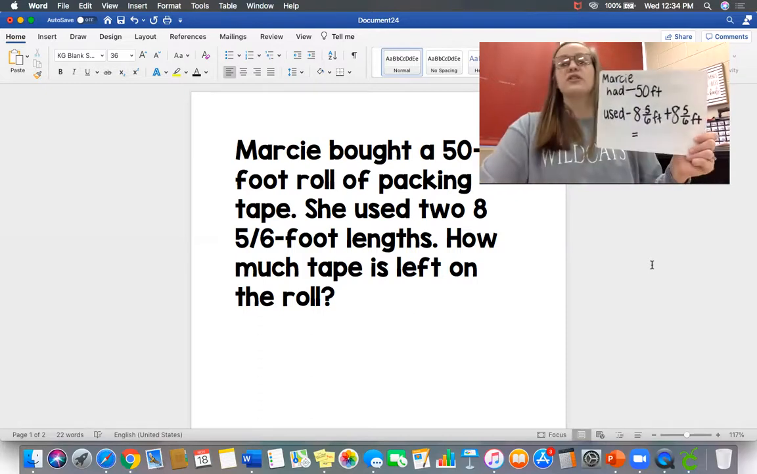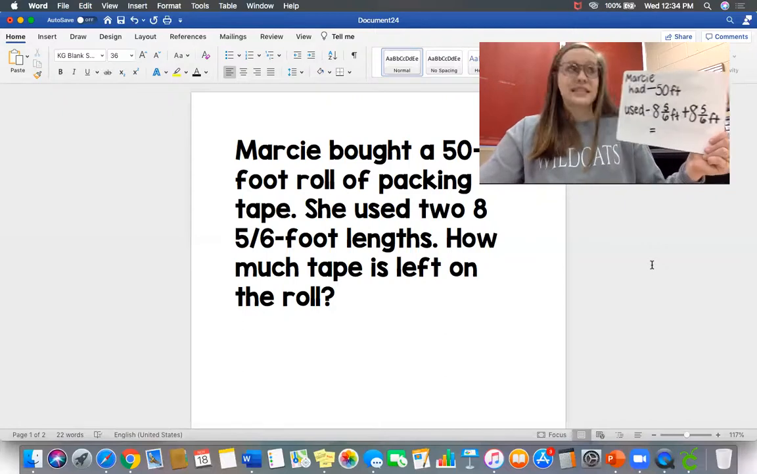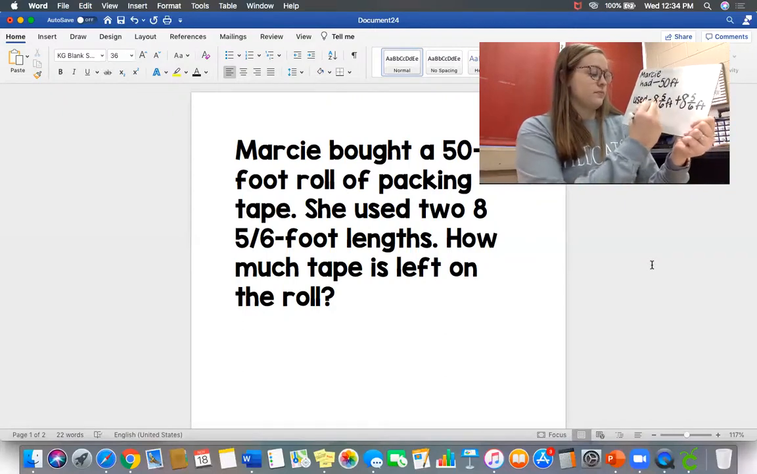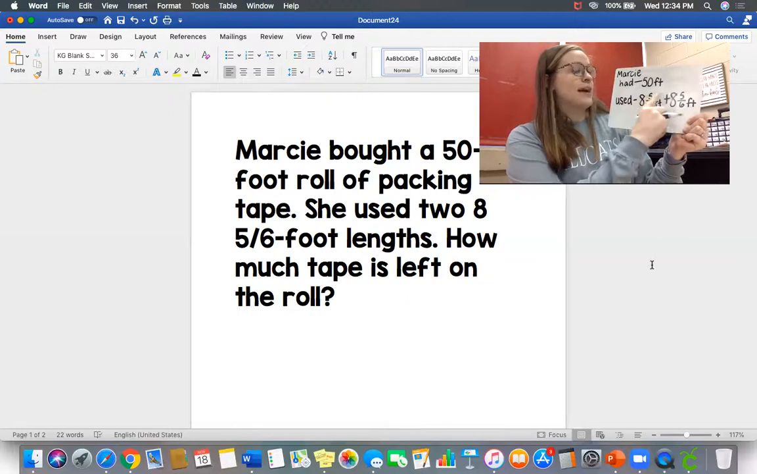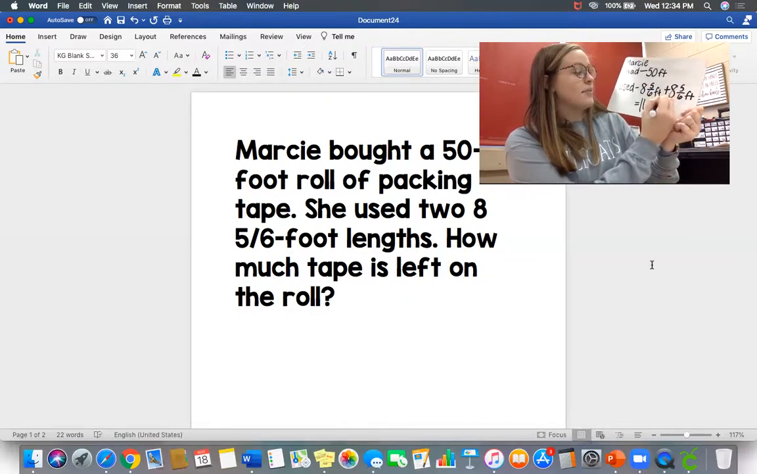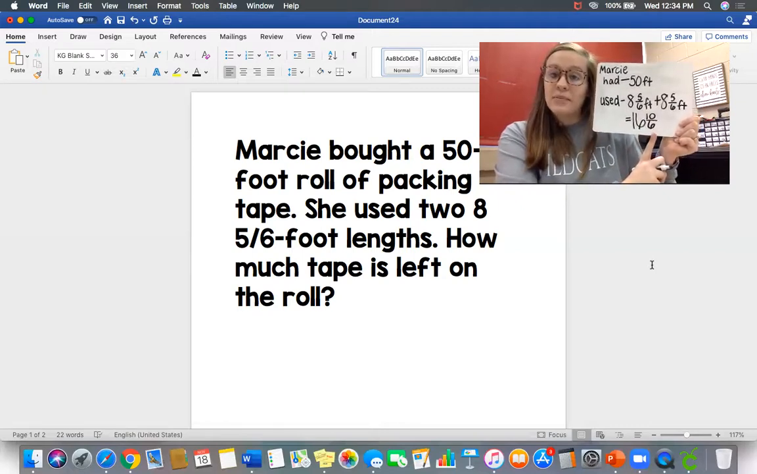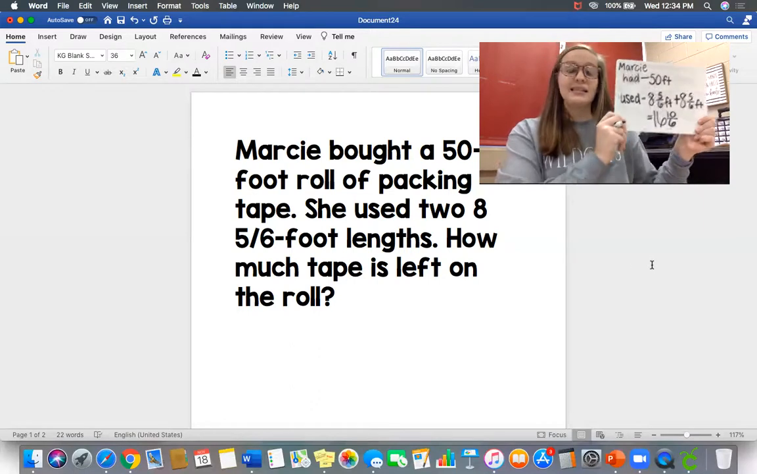So let's do that first, right? What is 8 plus 8? 16. And we'll add our numerators. 5 plus 5 is 10, and our denominator is 6. Our numerator is bigger than our denominator, so we need to simplify this.